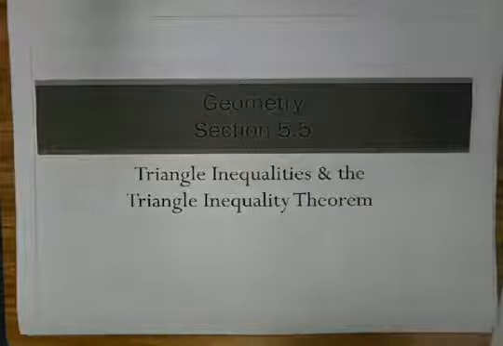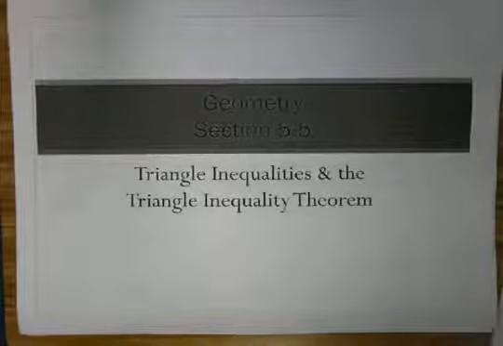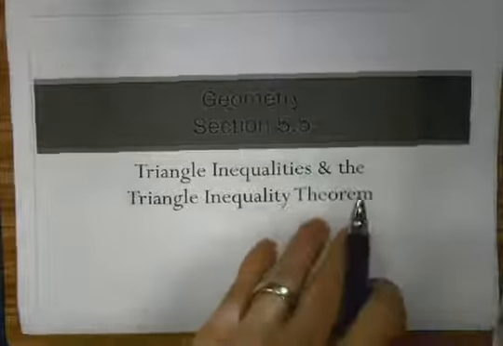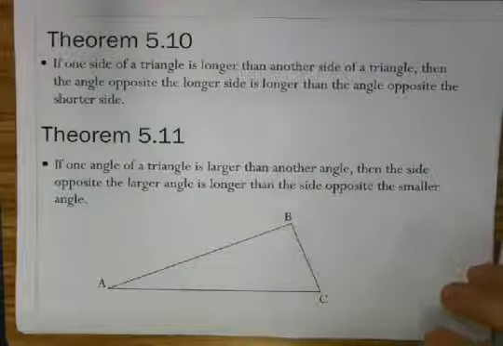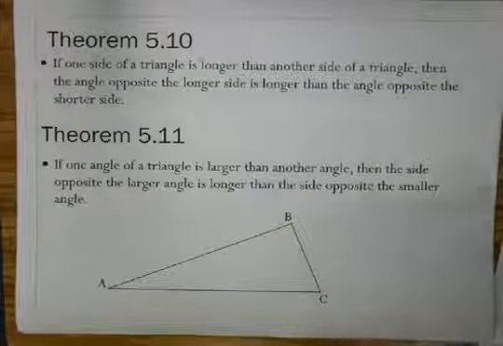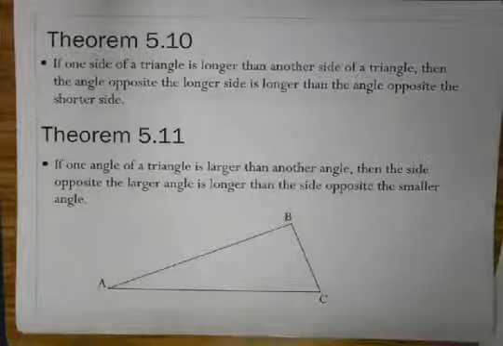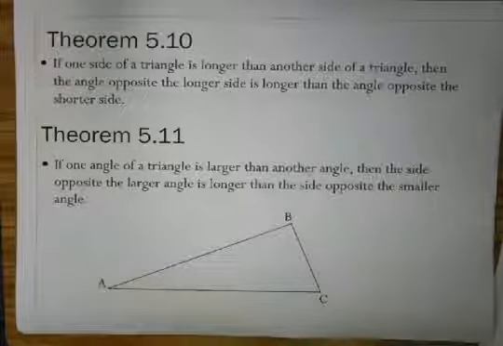Today we're looking at section 5.5, which is the triangle inequalities and the triangle inequality theorem. To start off here, we're going to look at our two theorems involving triangle inequalities. First theorem says if one side of a triangle is longer than another side of a triangle, then the angle opposite the longer side is longer than the angle opposite the shorter side.